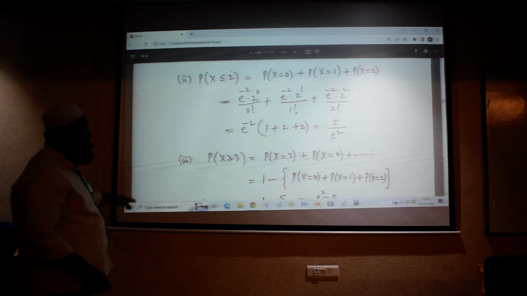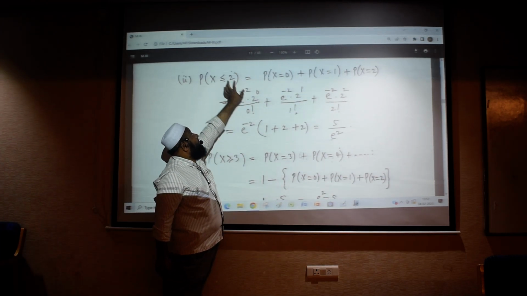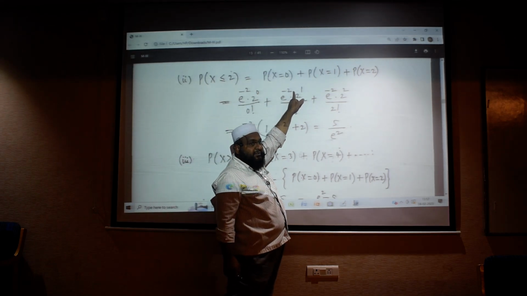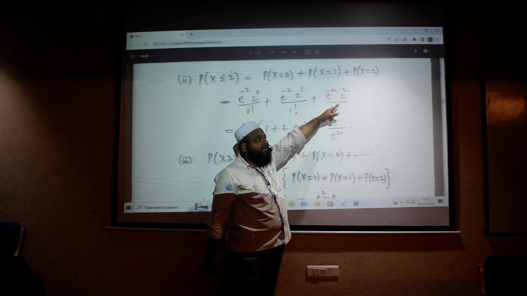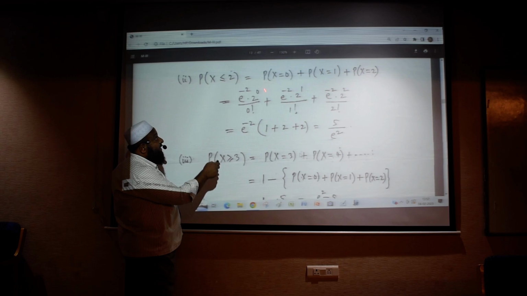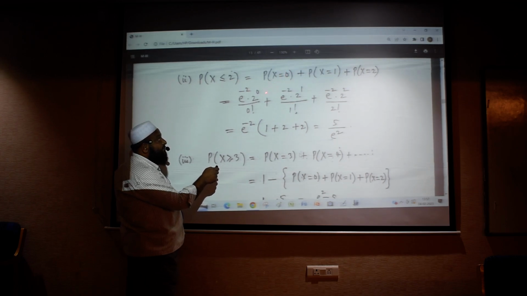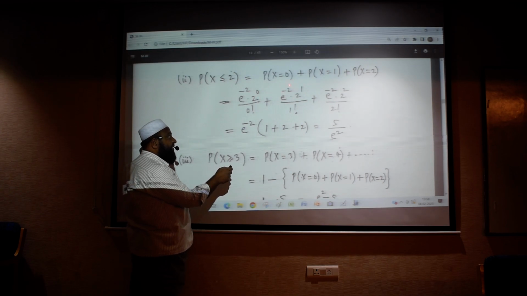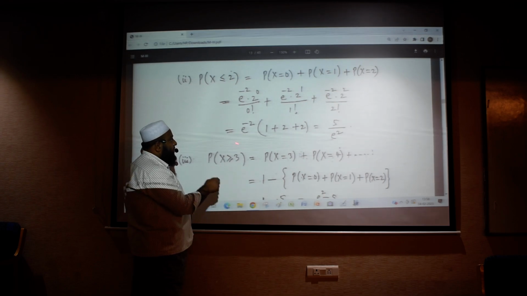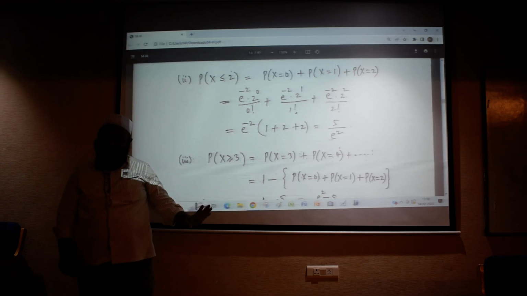P of x less than or equal to 2. Means P of x equal to 0, P of x equal to 1, P of x equal to 2. Is this understood, that this 0 will come as the power? However, e power minus 2 and 2 are fixed everywhere. Only the power changes: 2 power 0 by 0 factorial, 2 power 1 by 1 factorial, 2 power 2 by 2 factorial. On simplification, it's like this. I am leaving it to you.